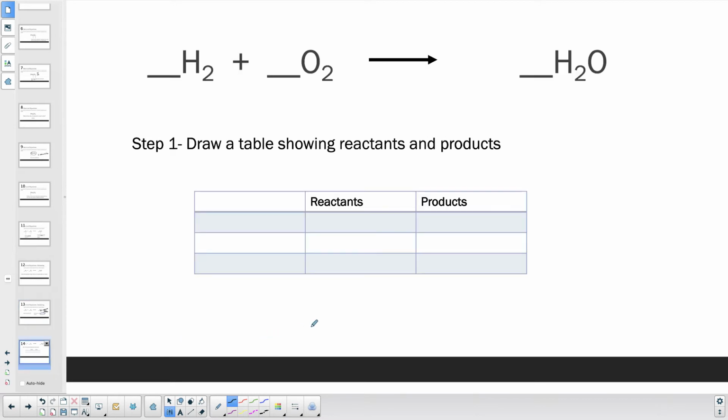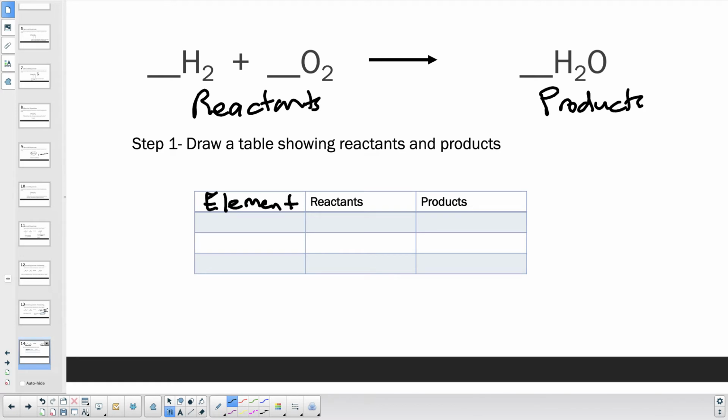And so I like to use a table that looks like this. In this table, what we're looking at is, what are the elements that are on the reactant side and on the product side? So remember, reactants are on the left, products are on the right. So when we fill this in, we're going to put the name of the element here, or you could put the symbol, doesn't matter.